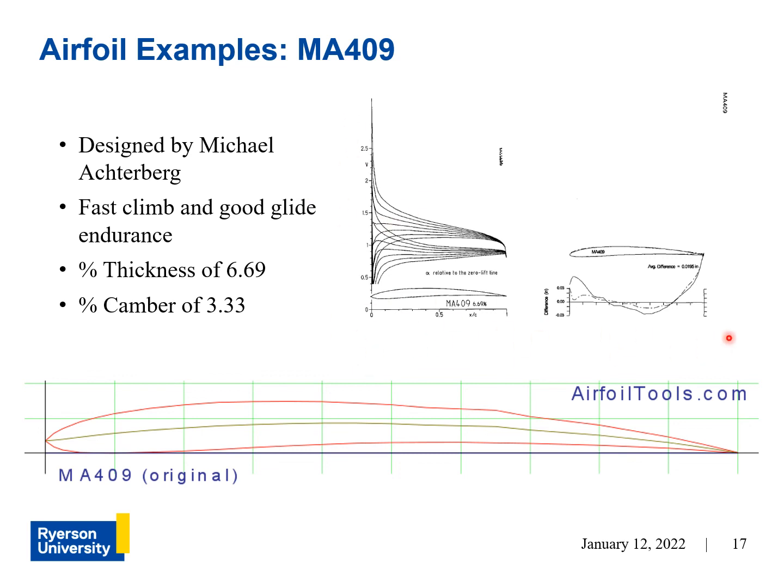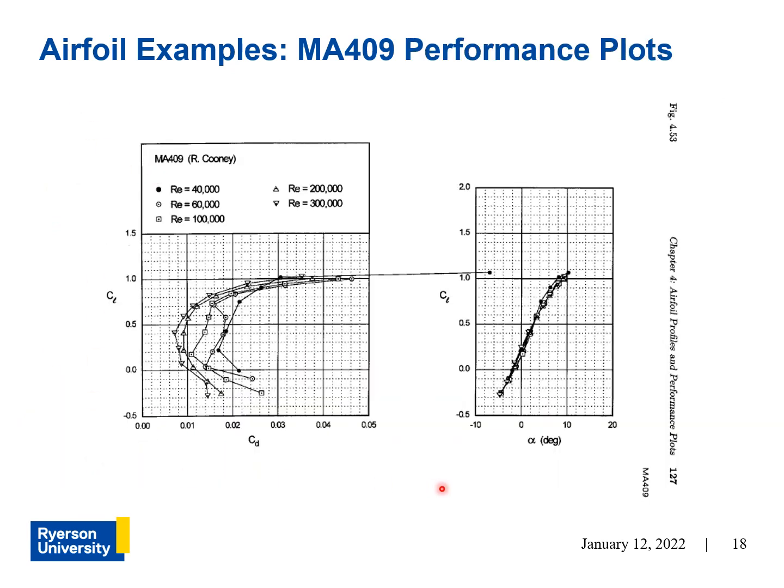Try not to pay attention to this too much. It just kind of gives you an idea of the distribution of the pressure along the airfoil. So don't worry too much about that one. And again, here are the performance plots for the MA409 at different Reynolds numbers. You can see that the drag polar is greatly affected by the Reynolds number, but the lift isn't.